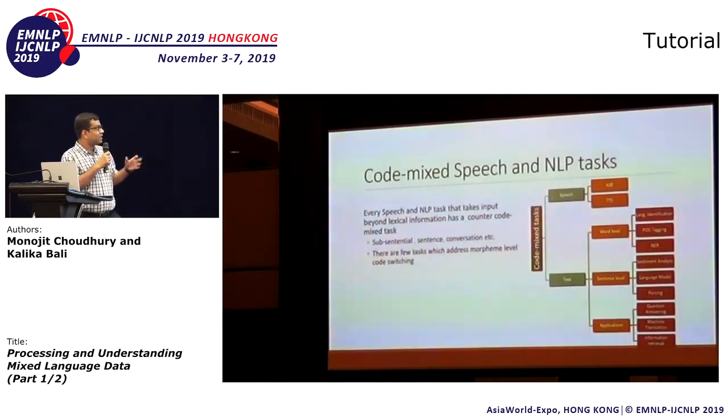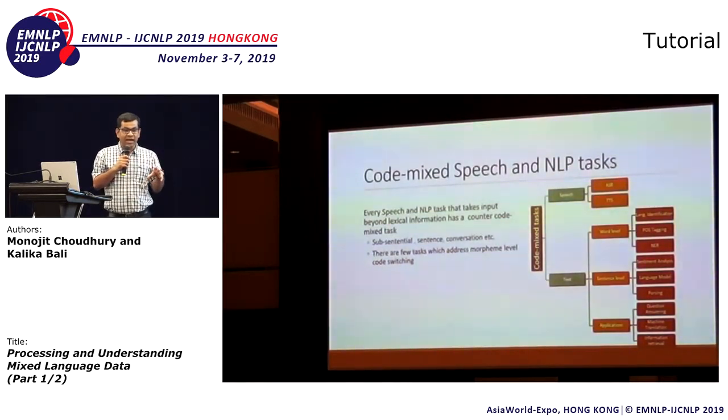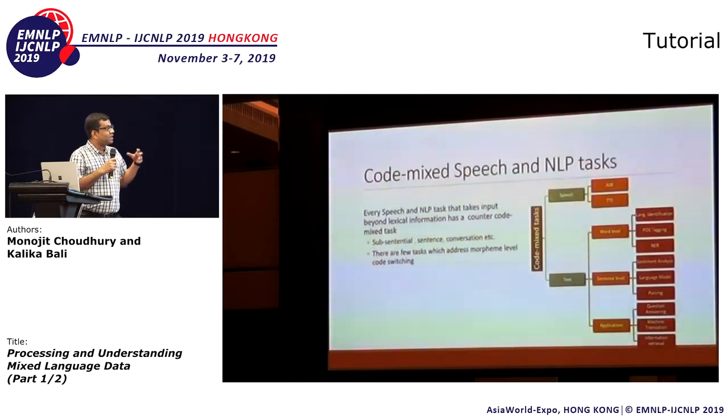In the taxonomy, code mix tasks are primarily divided into two applications: text-based and speech-based. Speech is ASR and TTS, where people have worked in code mixing. In text, there are word level tasks, like language identification, which is very important as we have seen already, and part of speech tagging and named entity recognition. These are primarily sequence labeling tasks. Then there are sentence level tasks, which take only one sentence and try to predict the sentiment, as well as language modeling and parsing of the sentence.